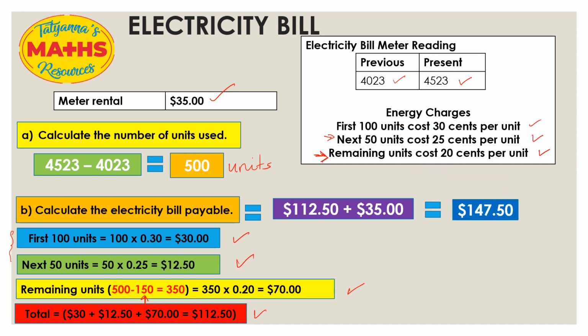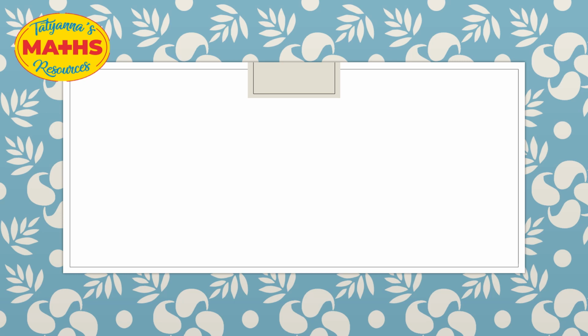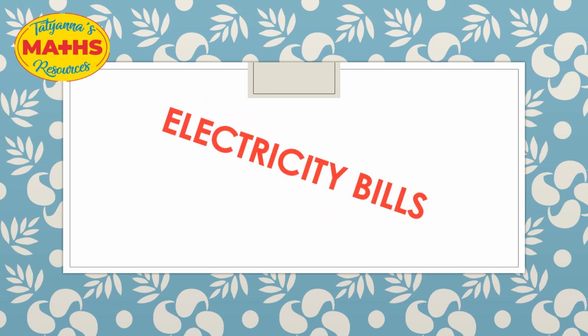So we take that total, $112.50, and we add it to the meter rental, $35. So her final bill will be $147.50.